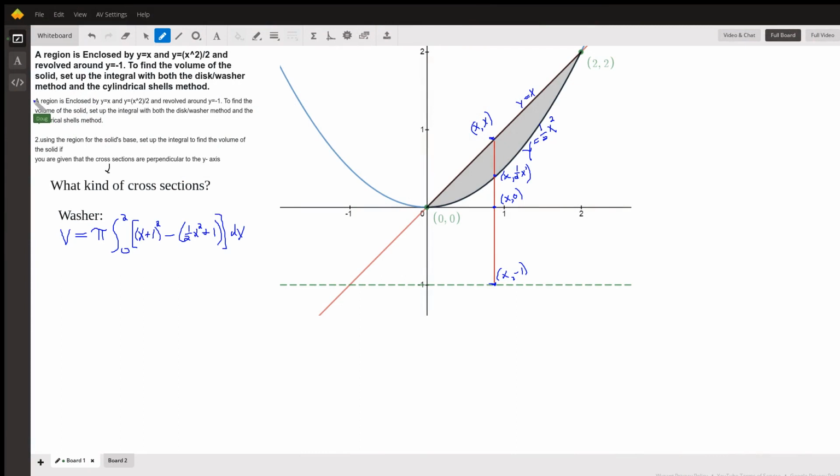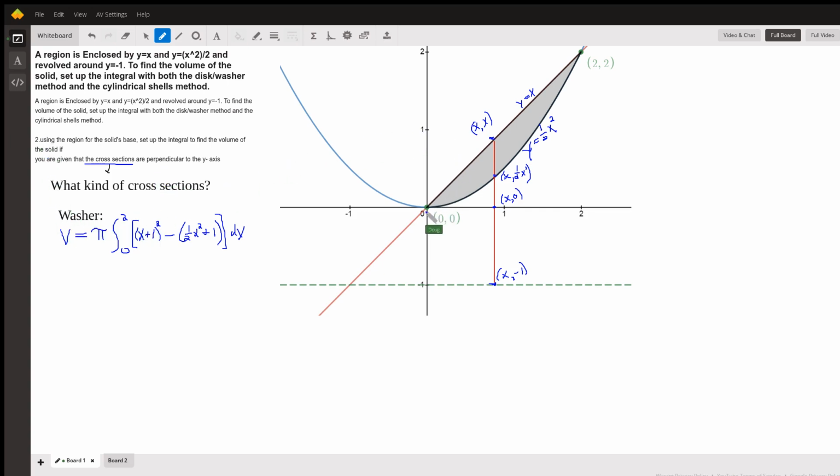Before we get started on the first part here, I'll just make mention that I think there's something missing from part 2. We've got cross sections of where this region right here is the base of the solid that are perpendicular to the y-axis, but we're not told what kind of cross sections they are. Are they squares, rectangles, semicircles? So we can't really address this one.